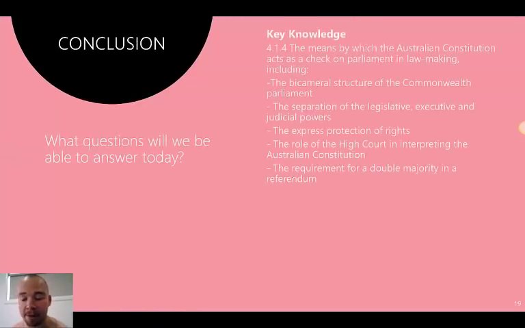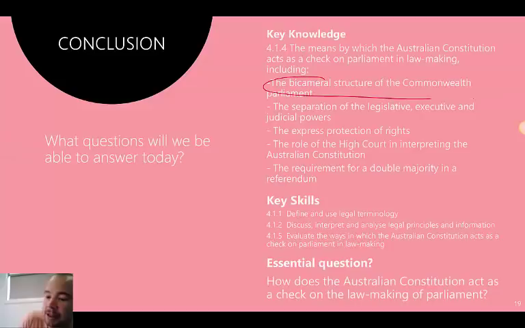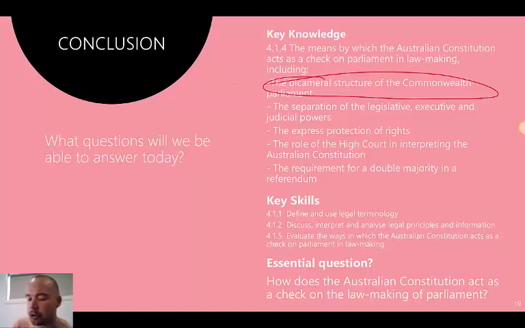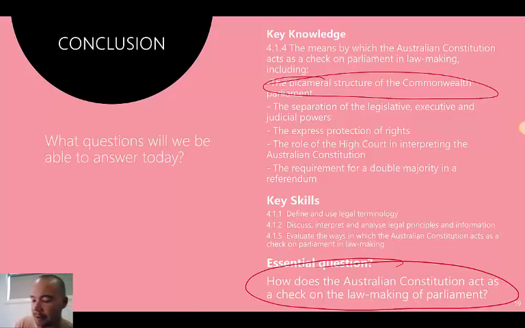Ultimately, apart from probably the voting system for the Senate, which was very confusing and I blathered my way through, hopefully you can say, after watching this, how the Australian Constitution does act as a check on the lawmaking of Parliament with confidence. Hopefully you can also evaluate how it doesn't, and look in a bit more detail at that side of things.